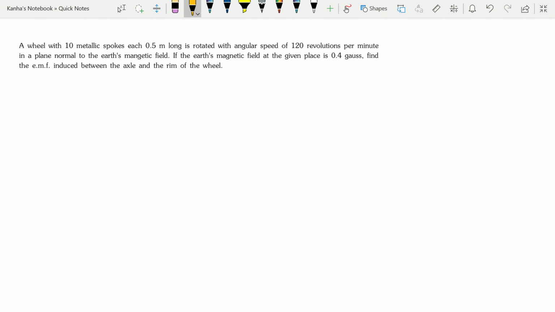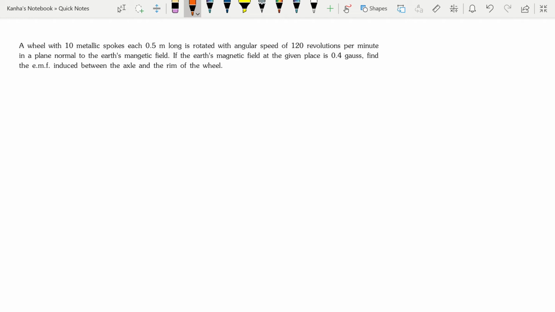Let's solve another question. A wheel with 10 metallic spokes, each of length 0.5 meter, is rotated with an angular speed of 120 revolutions per minute in a plane normal to the Earth's magnetic field. If the Earth's magnetic field at the given place is 0.4 Gauss, find the EMF induced between the axle and the rim of the wheel. Okay, so let's see how to do this question.